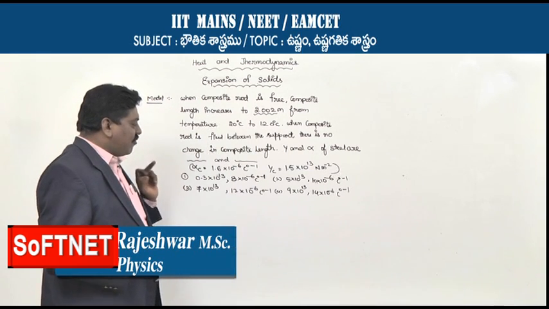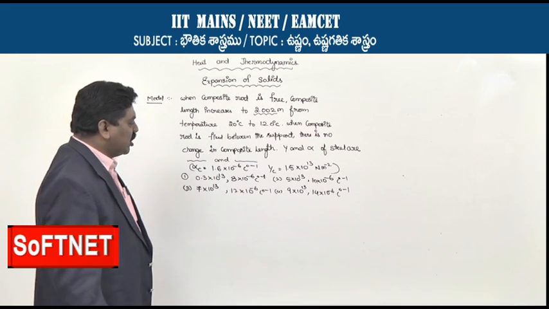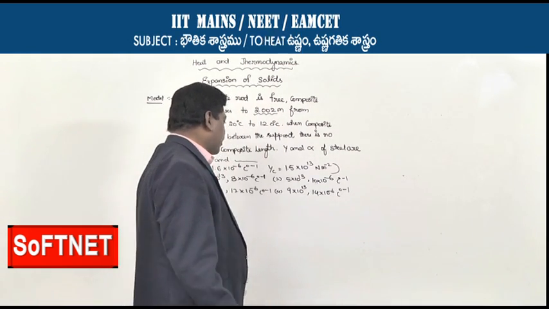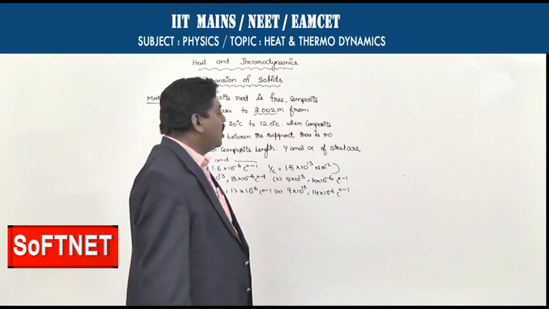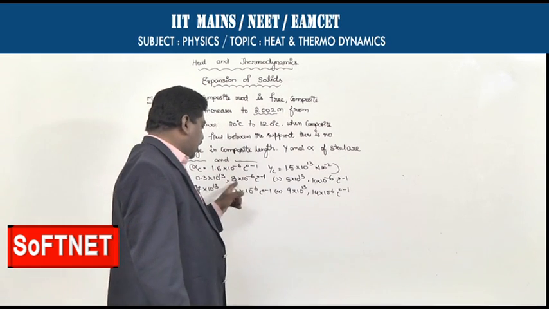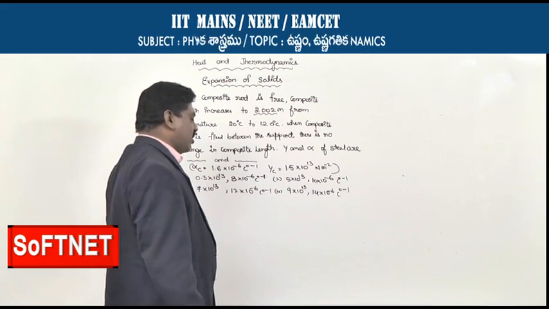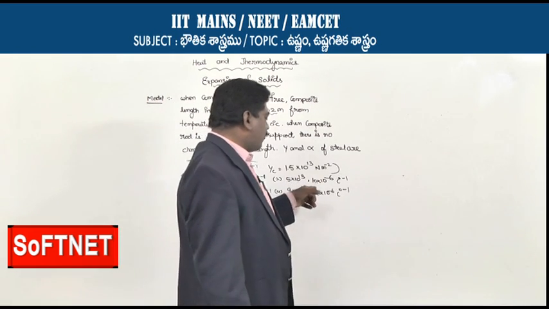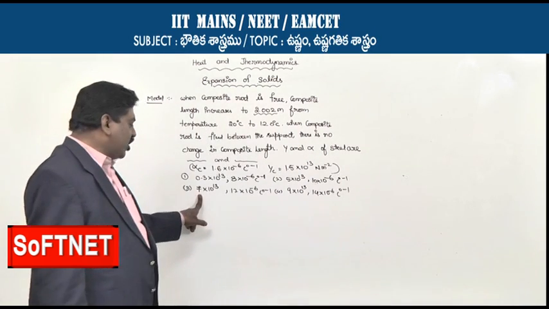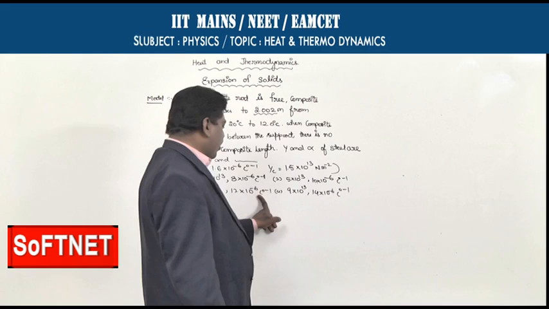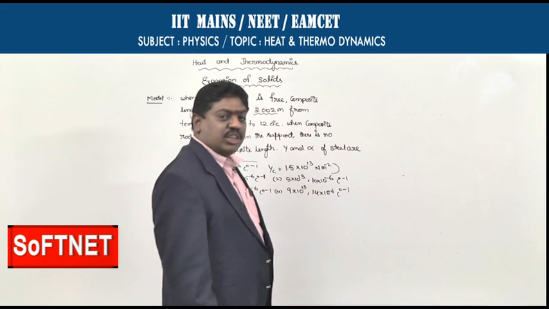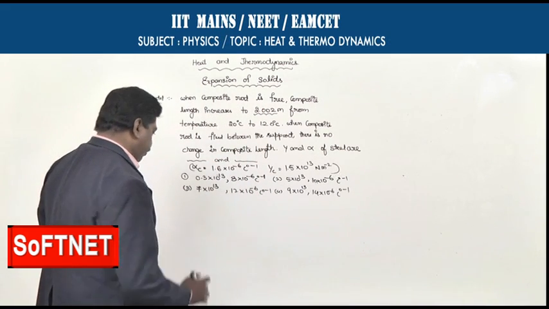we are given alpha of copper as 1.6 into 10 to the power of minus 6 per degree Celsius, and Young's modulus of copper is given as 1.5 into 10 to the power of 13 Newton per meter square. The options are 0.3 into 10 to the power of 13, 8 into 10 to the power of minus 6 per degree Celsius; 5 into 10 to the power of 13, 10 into 10 to the power of minus 6 per degree Celsius; 7 into 10 to the power of 13, 12 into 10 to the power of minus 6 per degree Celsius; 9 into 10 to the power of 13, 14 into 10 to the power of minus 6 per degree Celsius.